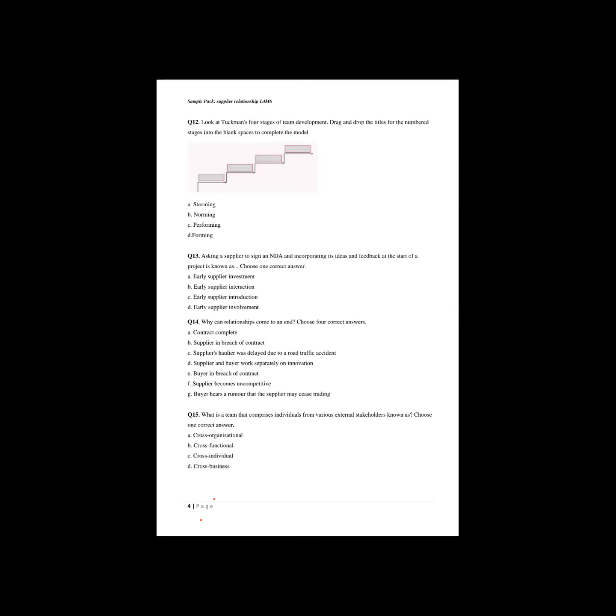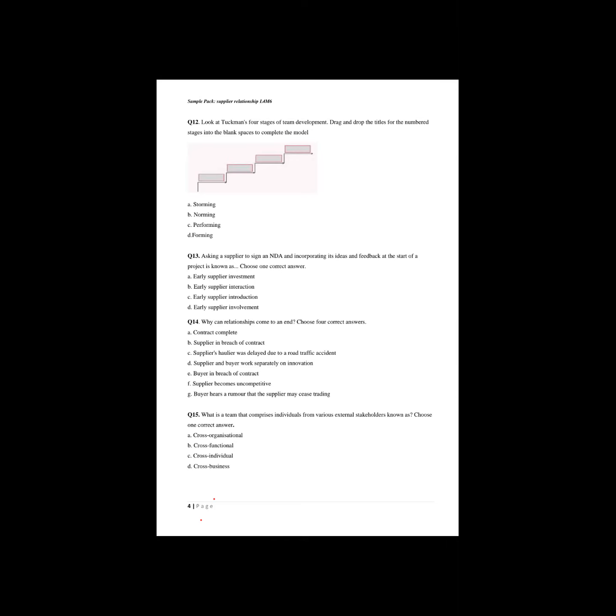Question 15. What is a team that comprises individuals from various external stakeholders known as? Choose one correct answer. A, cross-organizational. B, cross-functional. C, cross-individual. D, cross-business. Cross-functional. Cross-organizational. Oh, no, cross-functional.